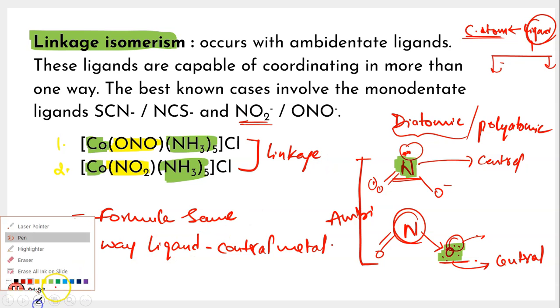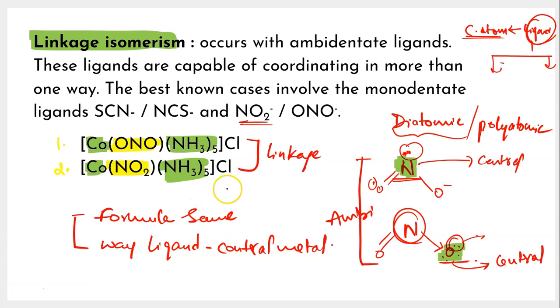But remember, linkage isomerism is only seen when you have ambidentate ligands. This is possible with NO2 minus. This is also possible with SCN minus. In SCN minus, nitrogen can act as the donor or sulfur also can act as the donor. Ambidentate ligands can exhibit this linkage isomerism. Also remember, the ligand should be at least diatomic, or it can be triatomic, tetraatomic, or polyatomic. Monoatomic ligands cannot do this. So this is the fourth type of structural isomerism.